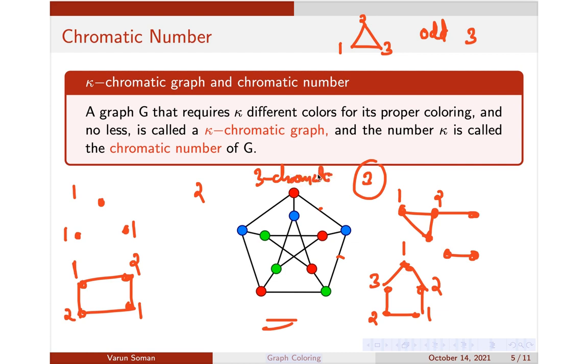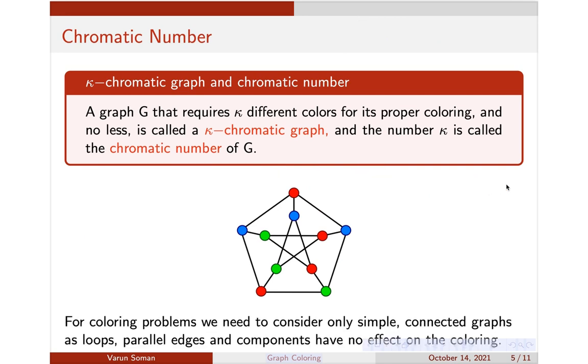Okay, now one more observation I would like to make: what can you say about complete graphs? Before that, one more thing we have to stress here: in coloring problems we will only be considering simple graphs, because even if there are self loops like this, it will not affect the coloring. Or if there are parallel edges here, we are only looking at the vertices here, so therefore the parallel edges and also the self loops will not affect the coloring.